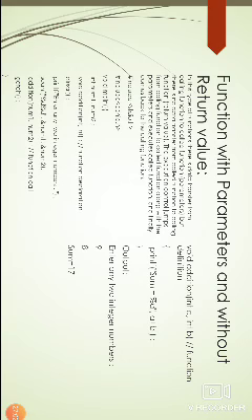The second one is function with parameters and without return value. In this type of function there is data transfer from the calling function to the called function, that is parameters, but there is no data transfer from the called function to the calling function, that is return value. The execution control jumps from the calling function to the called function along with the parameters, executes the called function, and finally comes back to the calling function.